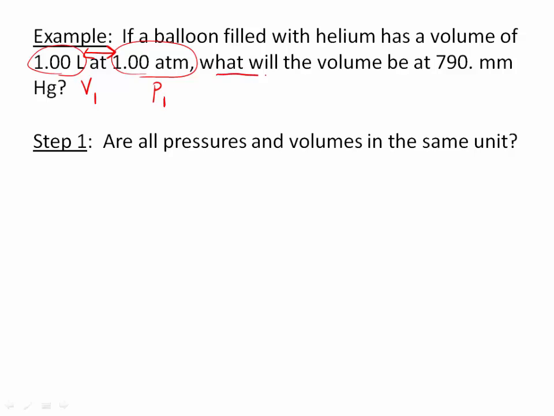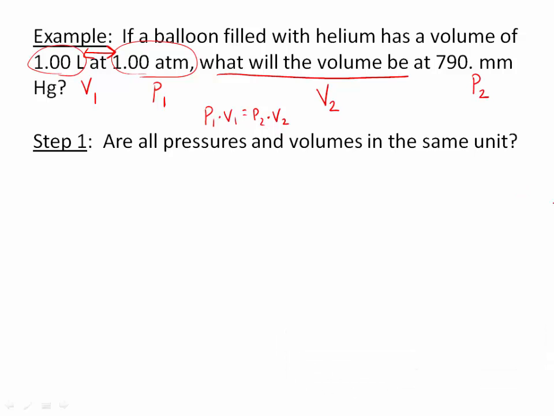And it's asking what will the volume be? So which variable do you think it's asking for? V2. What will the volume be at 790 millimeters mercury? You might remember from the last video that millimeters mercury is a unit of pressure. So it seems to me like we have a V1, a P1, and a P2, and we need to know the V2. And the good news is we have a law for that. It's Boyle's law. P1 times V1 equals P2 times V2.